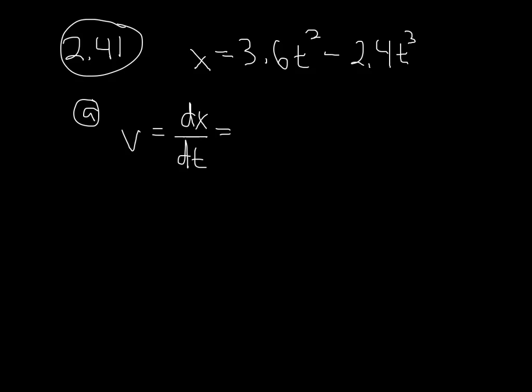So take your derivative. I take my 2, bring it down front. 2 times 3.6 t to the 1. So I'm doing the power rule. What's 3.6 times 2? 7.2 times t minus 2.4 times 3. What's 2.4 times 3? 7.2. t to the 3 minus 1, so that's t squared. So now I have an equation for v, right? Sorry, my minus sign looks kind of like an equal sign.